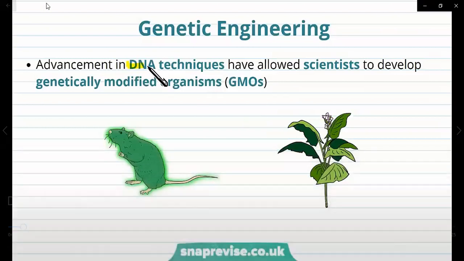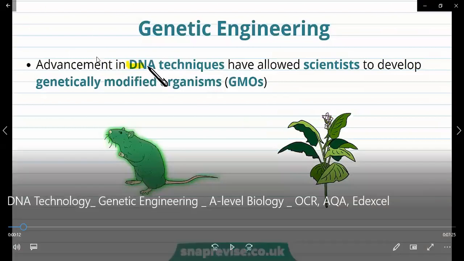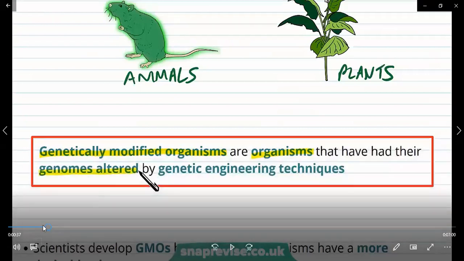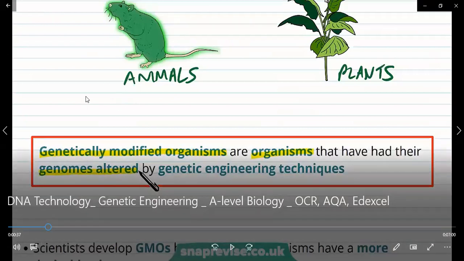So the first thing that was said to you was, what exactly is this process called genetic engineering? And it says here that it's an advancement in DNA techniques that have allowed scientists to develop genetically modified organisms. Next, now it explains to you, what does it mean really when we say that an organism has been genetically modified?